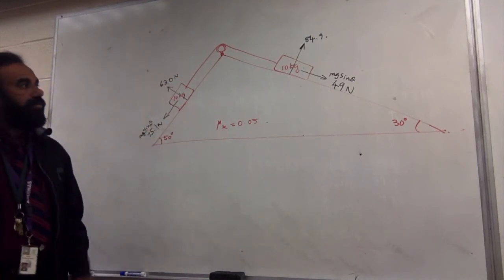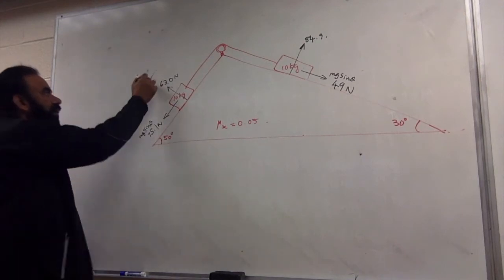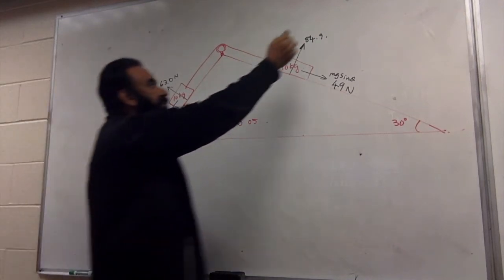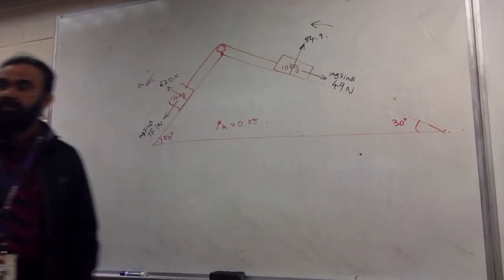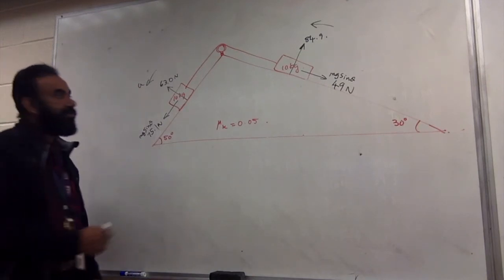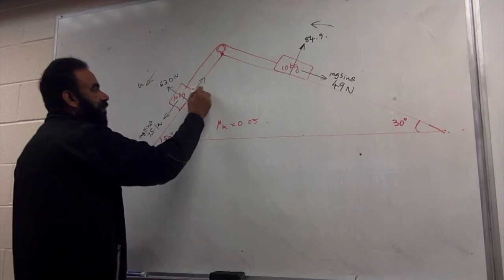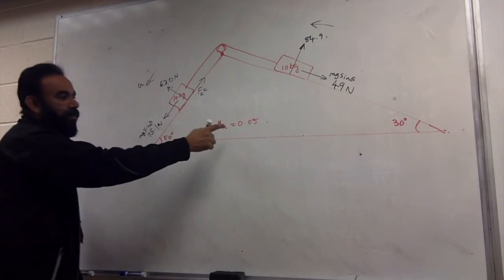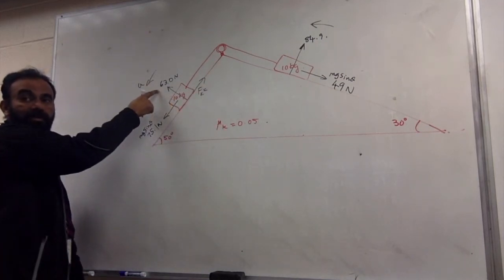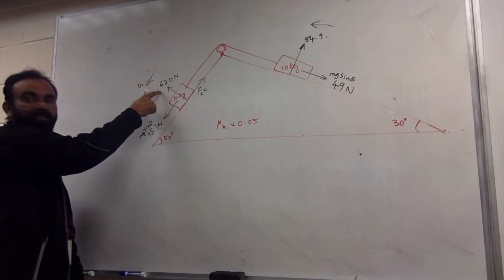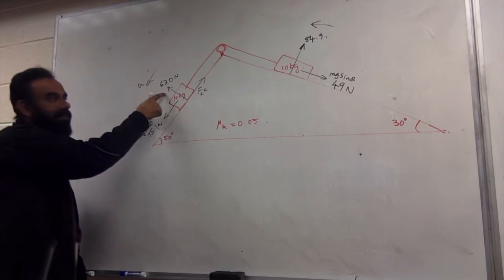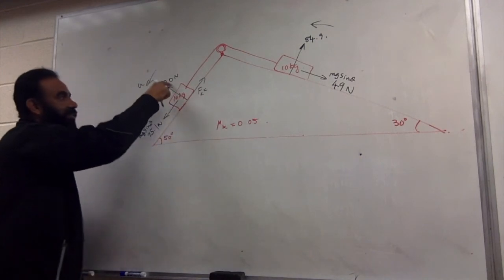And now you know what to do. We are expecting it to go this way, and therefore this is expected to go this way. So which way will you mark your friction? The opposite direction. Since it's going this way, you mark the friction here. And how much is the kinetic friction? It is 0.05 times the normal reaction. So what is 0.05 times 63?